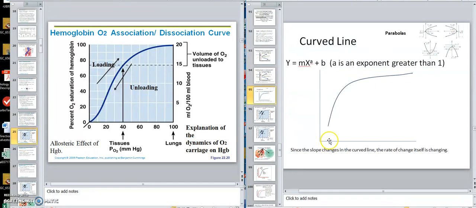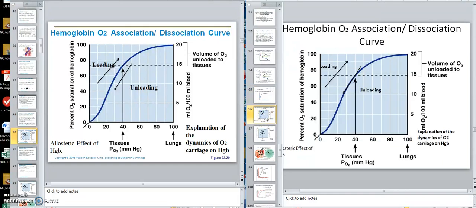But in a curvilinear line like this here, the rate of change itself is changing as you go along the x-axis. So I want to bring that up. All right? So now with that in your mind, now we can go and look at this curve here. This is called the oxygen association dissociation curve.